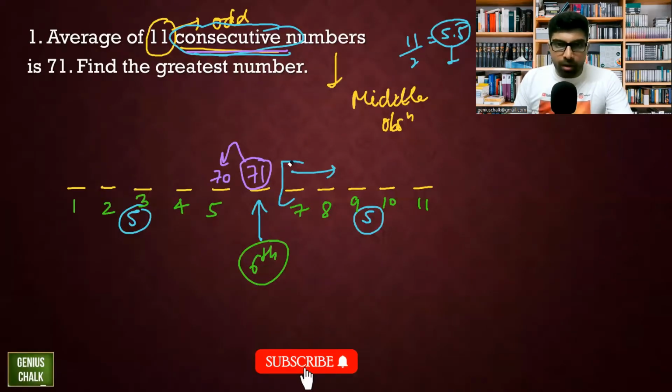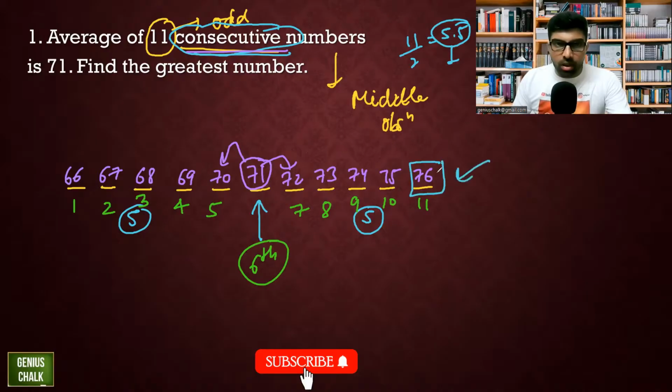What number should come after 71? You can clearly say that it must be 72, one number more, and so on: 73, 74, 75, 76, and further 69, 68, 67, 66. And if you remember, we got the same answer, 76, which was the largest number when we solved this question using the basic approach.